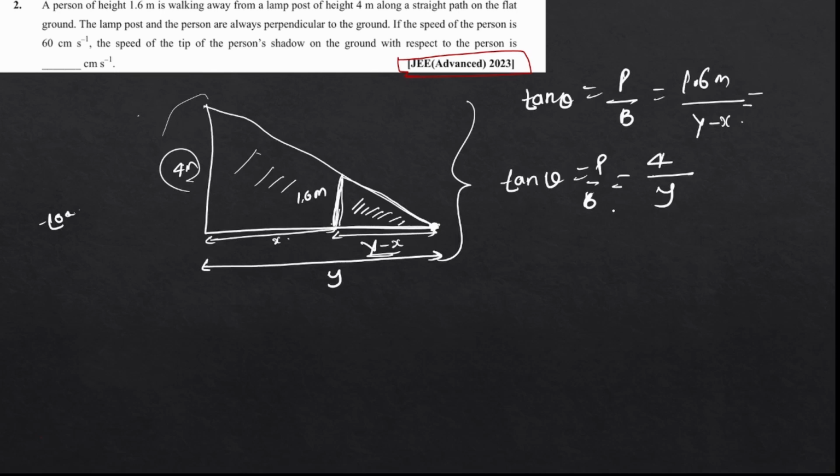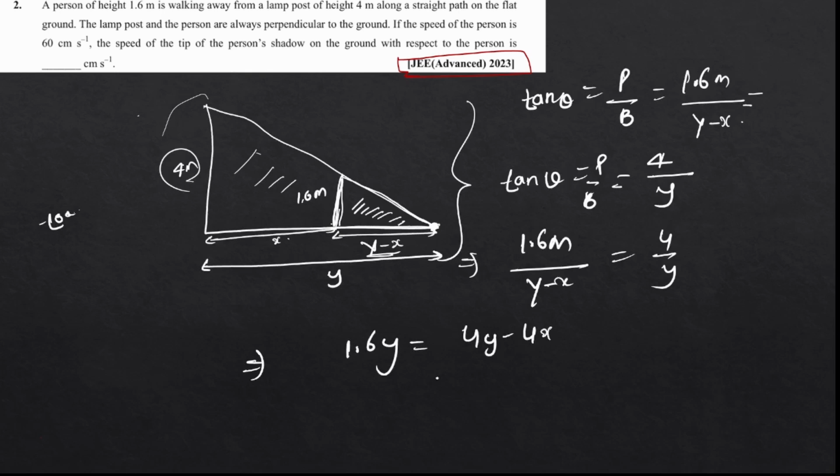So this ratio of tangent theta should be the same for both of these triangles, because they are similar. I mean, this small triangle is just a part of this bigger one. That is why this ratio should be the same. So this should be 1.6 meter upon y minus x, equal to 4 upon y. Now just simplify it. From here you will get, for x, the relation that we had.